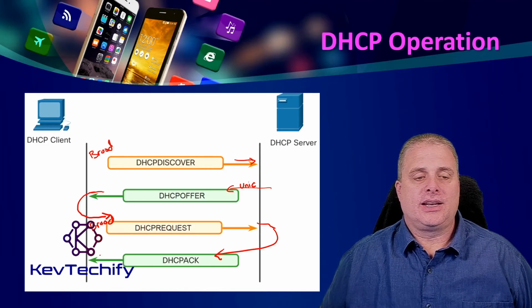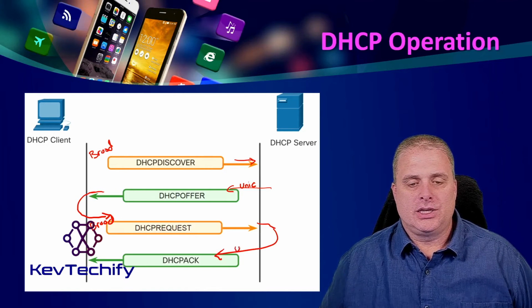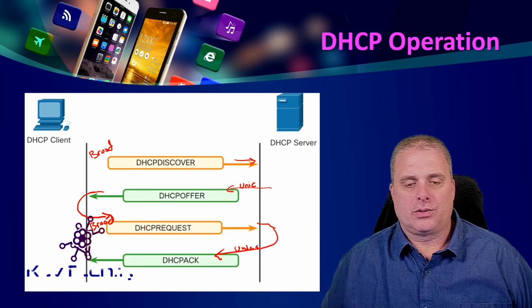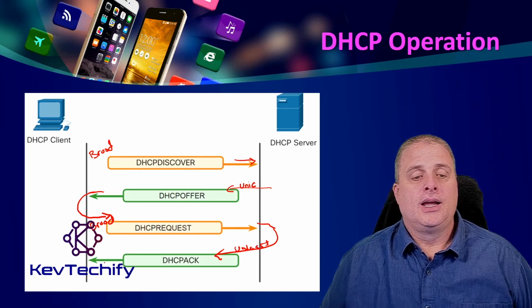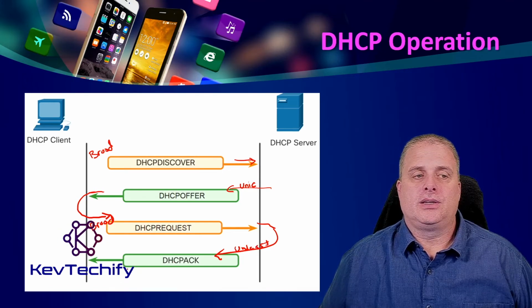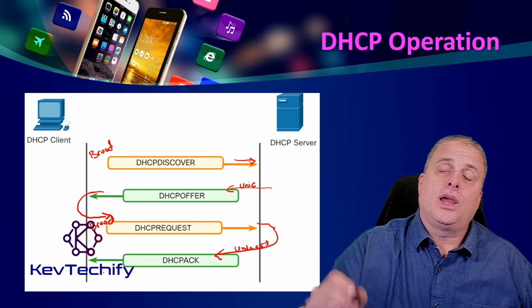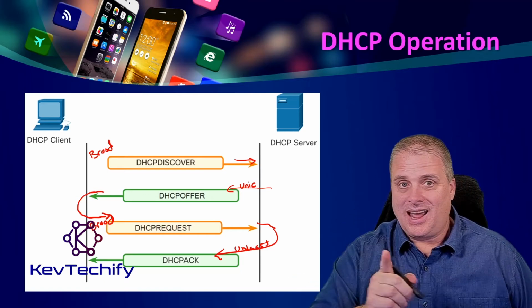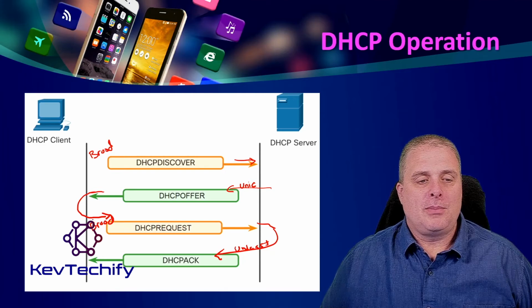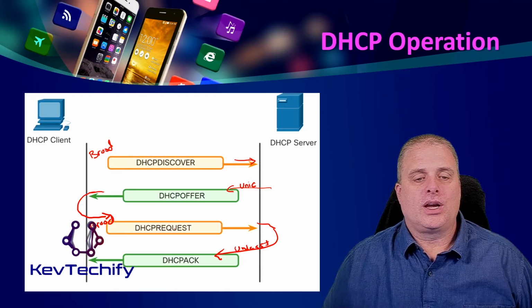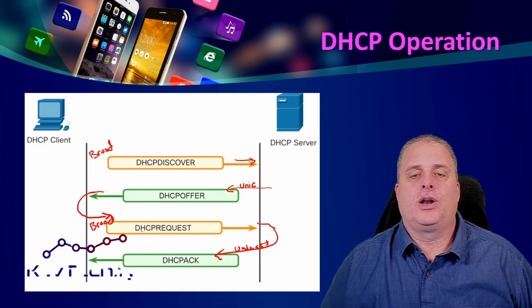The client gets that acknowledgement. This is a unicast at this point in time, so they're directly connecting to the client, and the acknowledgement basically says to the DHCP client, okay, go ahead and use this. Now, this is a broadcast. The DHCP request is a broadcast. Why is that a broadcast?